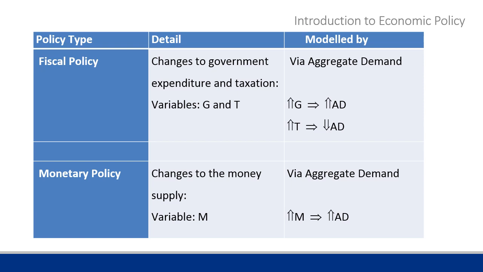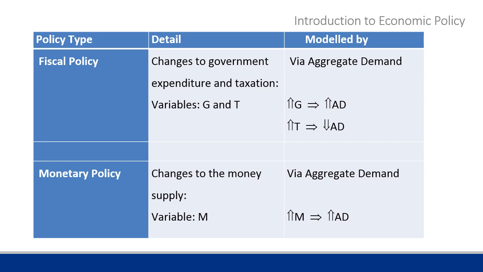You see this in a handy table. Here we have policy type. This is fiscal policy. These are changes to government expenditure and taxation, so we are using the variables G and T. And the transmission is via aggregate demand. So an increase in G will lead to an increase in aggregate demand. There will be more expenditure in the economy, and if there is more planned expenditure, this will lead to higher output. An increase in G will increase aggregate demand, but an increase in T will lower aggregate demand. Higher taxes lower demand in the economy.